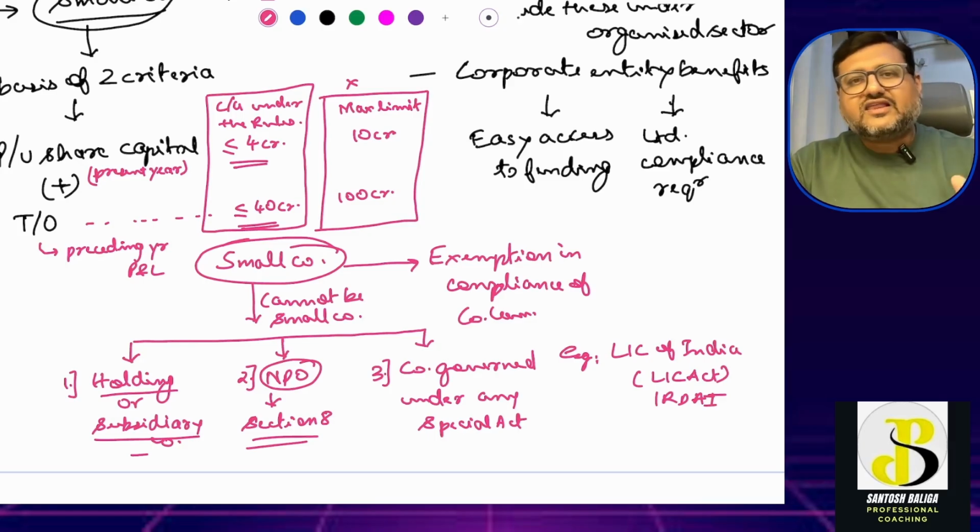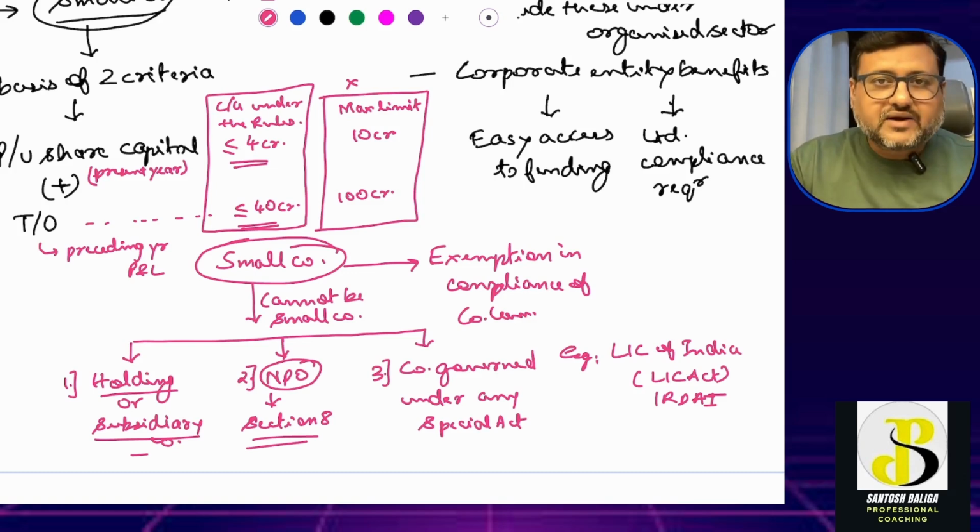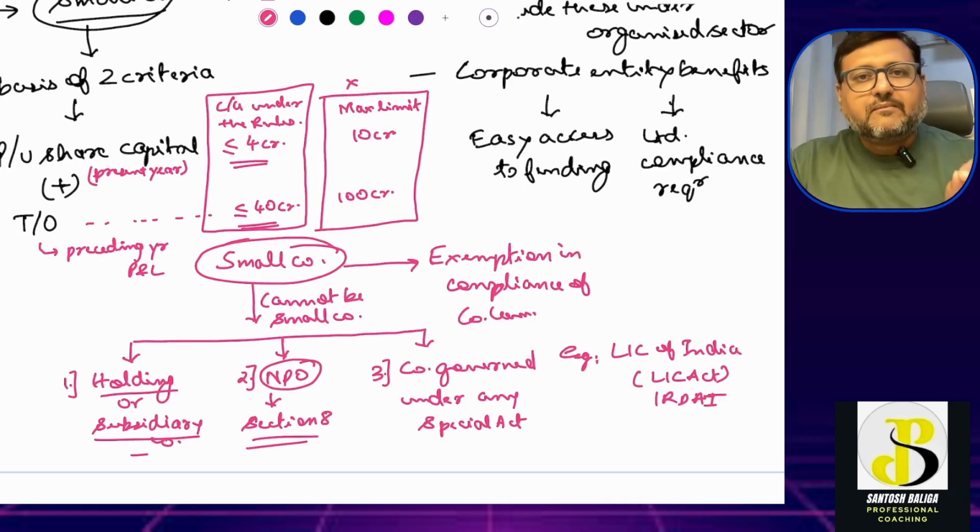So three things we have understood over here. One is that a small company has been created under the private company's umbrella itself. It cannot be a public company. Second point we have understood is that there are two criteria that have to be met by a company. First criterion is paid up share capital has to be less than or equal to 4 crores. Then the second one is the turnover of the preceding financial year shall not exceed 40 crores. That means it shall be equal to or less than 40 crores.